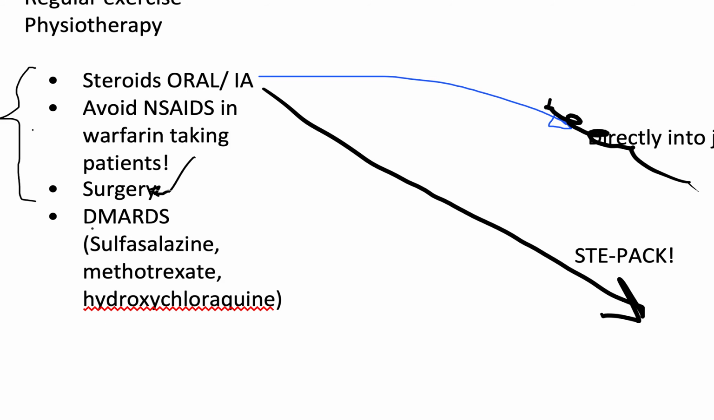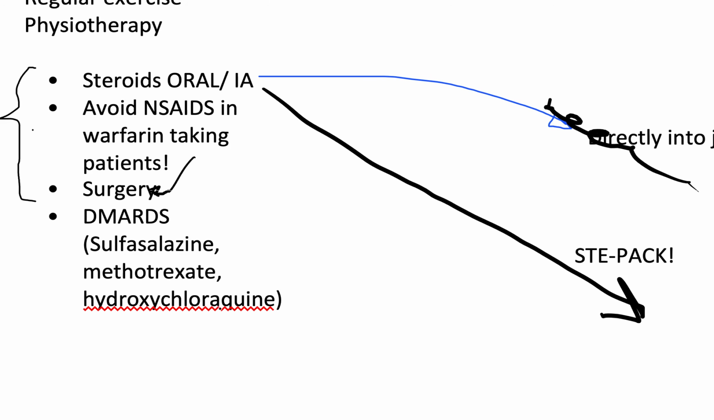When it comes to the DMARDs, so remember STPAC, okay? These are the ones that are actually going to be immunosuppressives. So these guys are all immunosuppressives. These are disease-modifying agents. We're actually now slowing the progression of the disease with immunosuppression. Sulfasalazine, methotrexate, and hydroxychloroquine. Sulfasalazine has been known to cause azoospermia.